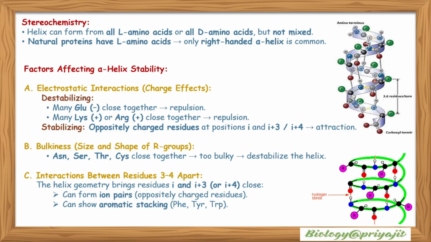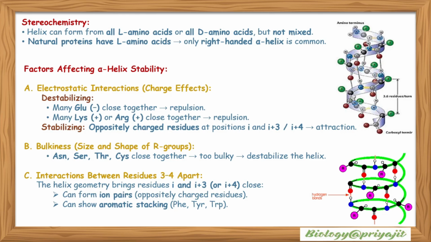Factors affecting alpha helix stability: electrostatic interactions, that is, the charge effect. Destabilizing effect: many glutamic acids, which are negatively charged, when close together repel each other and destabilize the alpha helix. Many lysine or arginine, which are positively charged amino acids, when close together repel each other and destabilize the alpha helix. Stabilizing: oppositely charged residues at position I and I plus 3 or I plus 4 attract each other and stabilize the alpha helix.